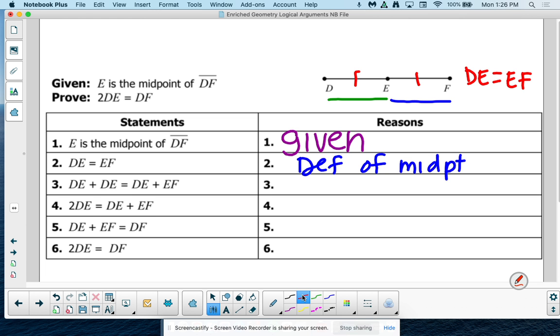Okay, so now we're going to be a detective from 2 to 3. What's happening from line 2 to 3 in our equation? What's different? You're adding. The addition property. What did we add to both sides? DE. You guys see that? We added DE to both sides. So the addition property.